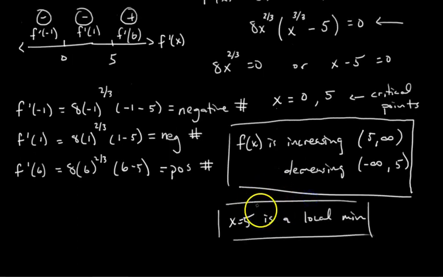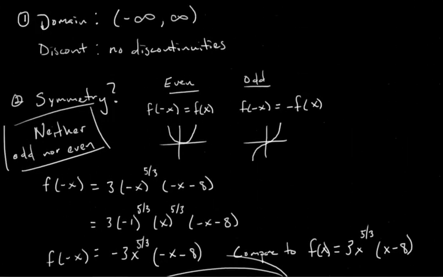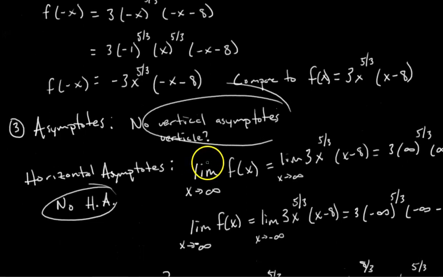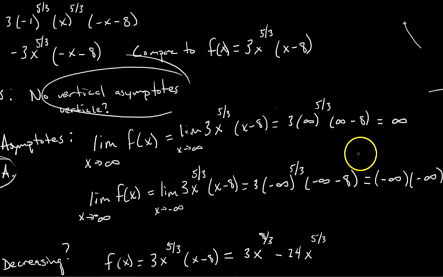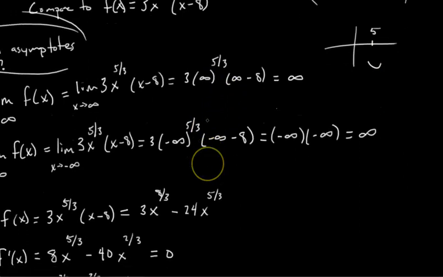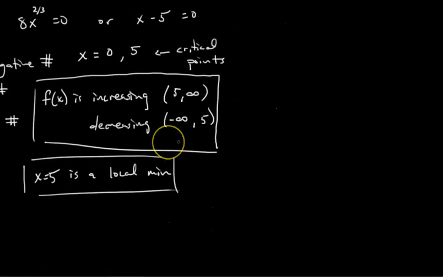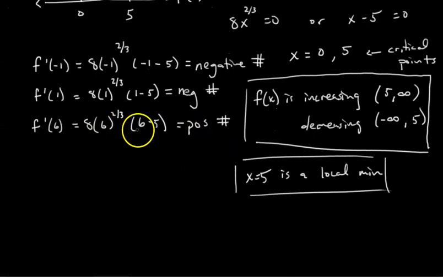Also, interestingly, you could say that x equals 5 is also a global min, because we know from up here, from when I sketched this, that the function goes to infinity on the far left and goes to infinity on the far right. And so then it goes down at x equals 5. We have a minimum down there. So we know that it's a global min as well, a minimum on the entire domain of the function.